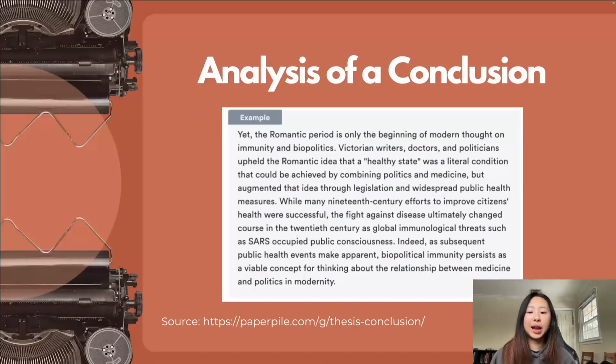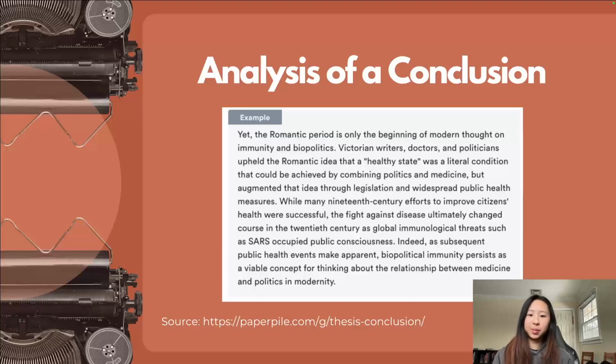Finally, we're going to analyze a very well-written conclusion and see what it does well. You can pause and read the conclusion, but the first thing is it restates the thesis in new language. The conclusion returns to the core ideas of biopolitics and immunity without restating the thesis verbatim. Secondly, it summarizes key points without being too detailed. It traces the trajectory of the argument.